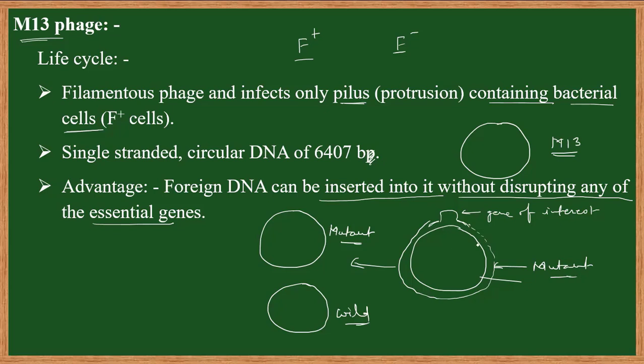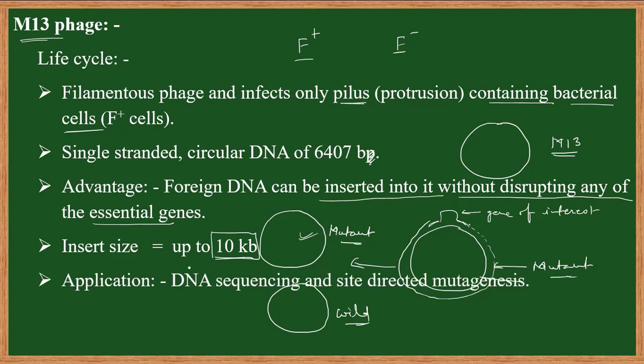So without any disrupting, no need to cut this vector and ligate, with this type of process we can directly form our gene of interest containing vector. Okay, so this one is the advantage. So insert size here is 10 kb. Up to 10 kb we can introduce the gene of interest. What is the application? DNA sequencing and site directed mutagenesis. These two methods use this type of phage vector.